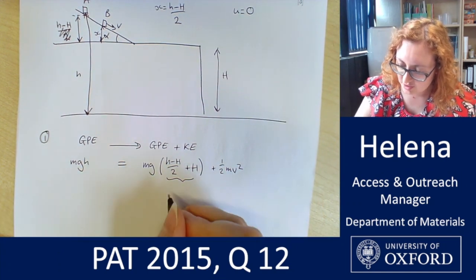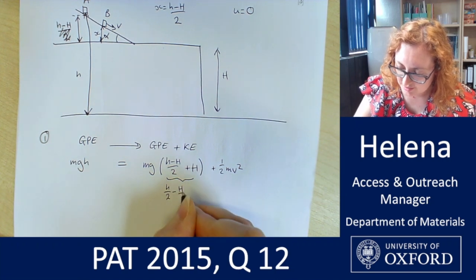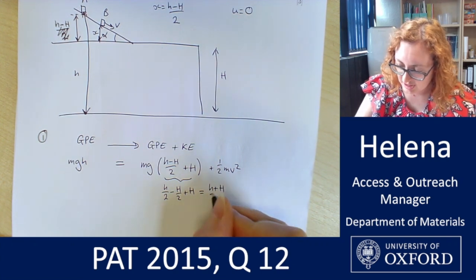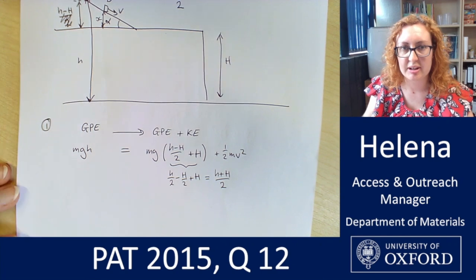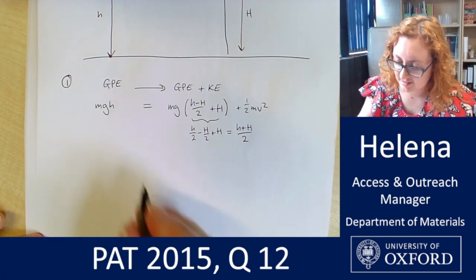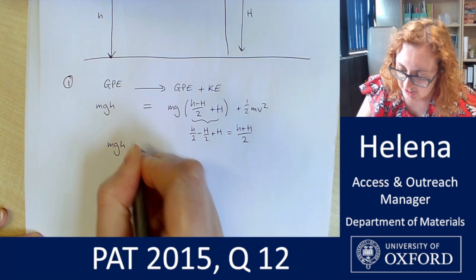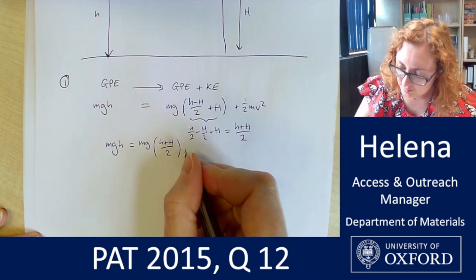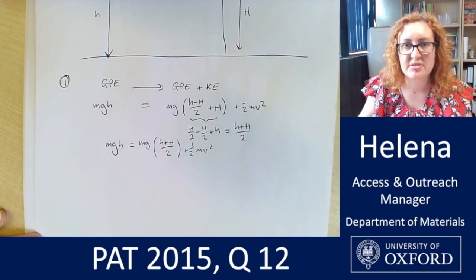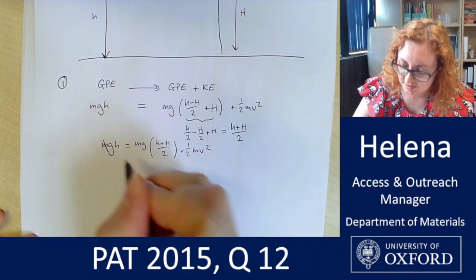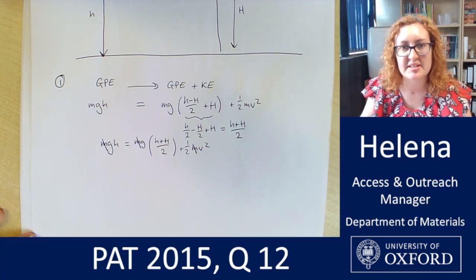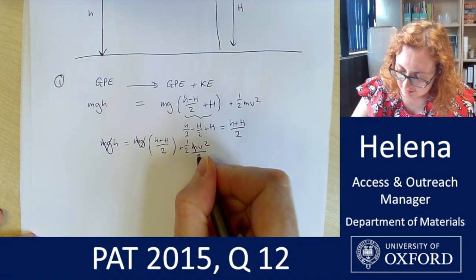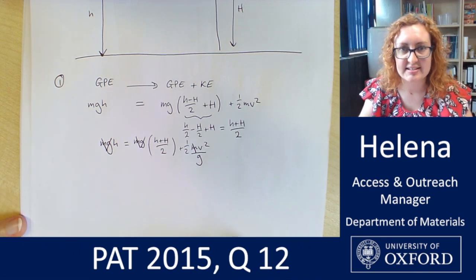Now let's just quickly rewrite this to make it easy to work with the bracket here, like this, which simplifies to h plus h over 2. There we go. Okay, so equating these two and starting to simplify, we have mgh is equal to mg (h plus h over 2) plus a half mv squared. So I am going to cancel the masses. Luckily, we don't need to know the masses, which is good because we haven't been given one. And I'm also going to divide through by g. Just helps me organize things a little bit better.